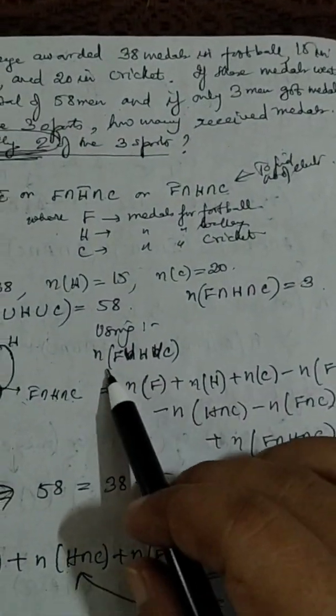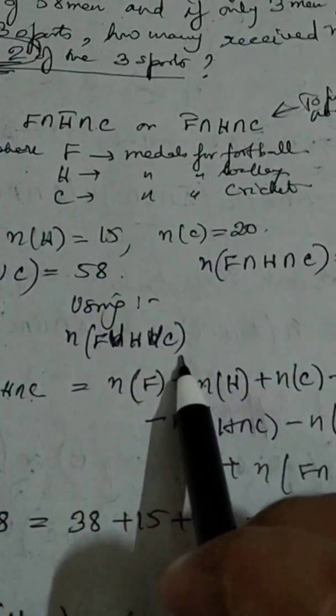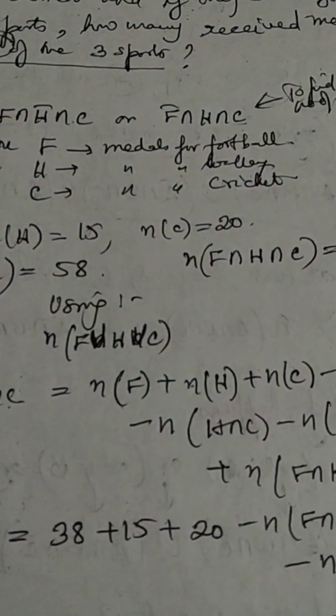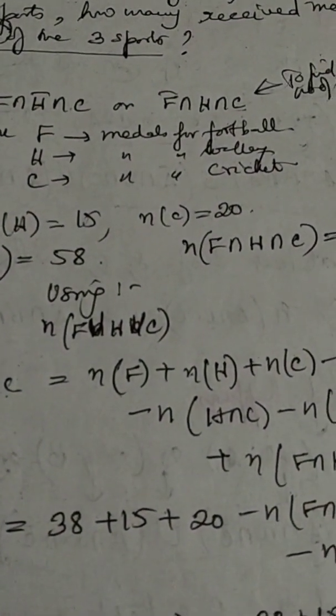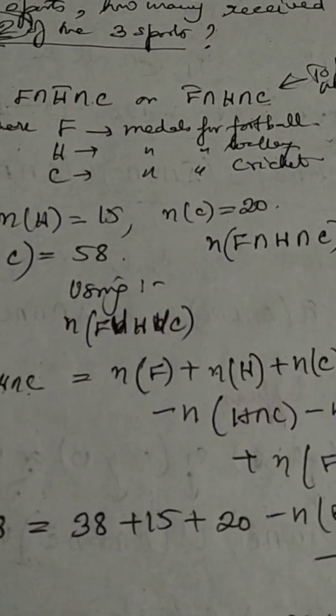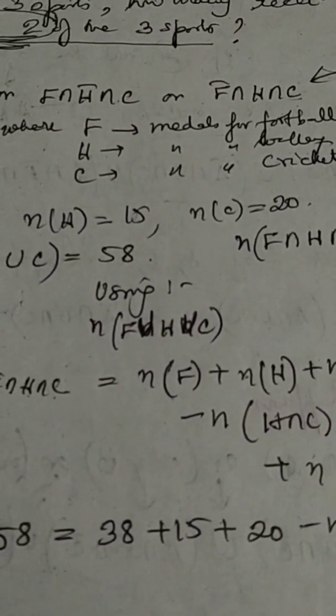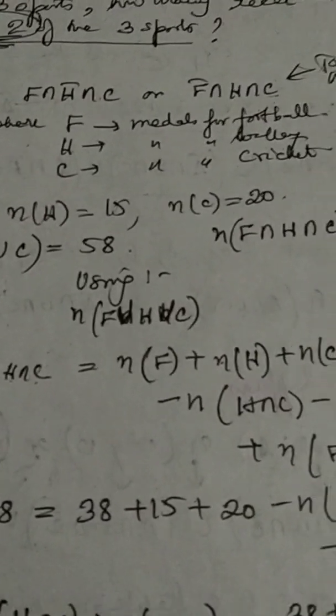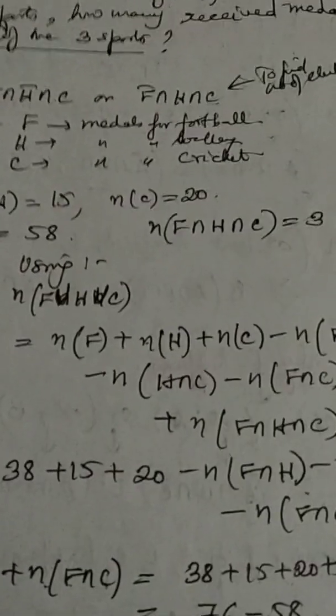The general formula for F union H union C. What is it? Like N of A union B union C, which we did under the theory. If you don't remember, refer to the previous videos, or if you have written it down, well and good, please refer to it. You should have written it down anyway.